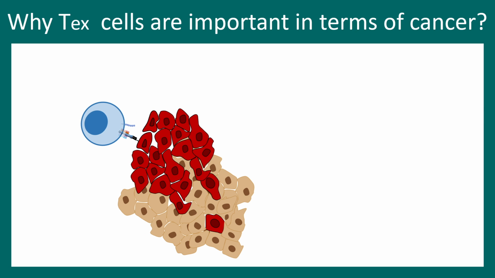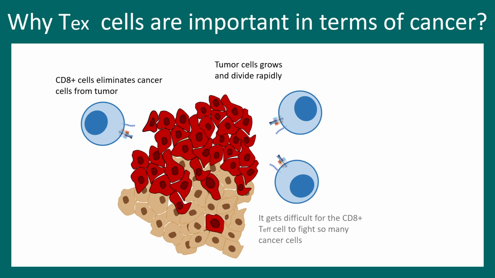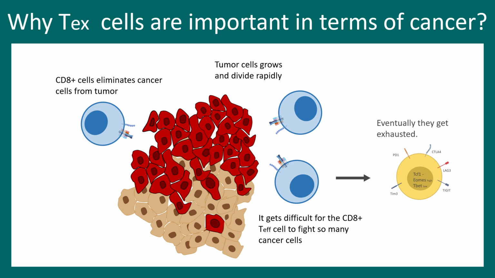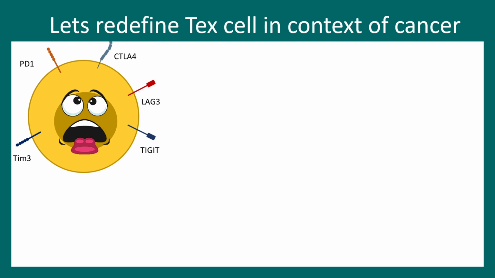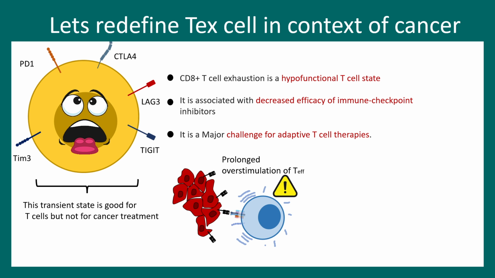CD8 positive T cells fight the tumor cells and they eventually kill the tumor cells. But once they are exposed to tumor antigens for a very long time, because tumor cells are dividing at a very rapid pace, the CD8 positive T cells cannot cope. They eventually become very exhausted and go to a state of unresponsiveness. They are characterized by expression of several molecules. It's a hypofunctional state, and the efficiency of these cells is dramatically compromised.